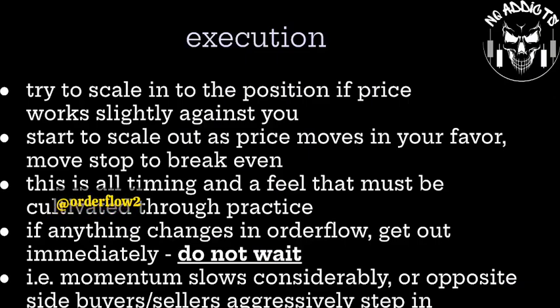If anything changes in order flow, we get out immediately. We do not wait. Holding and hoping for a reversal is the fastest way to a max loss day. As a good example to get out, momentum is slowing. So for example, we get a gray bar on our cumulative delta, or price is clearly reversing with aggressive buyers and sellers stepping in. So we need to get out. We just dump it.